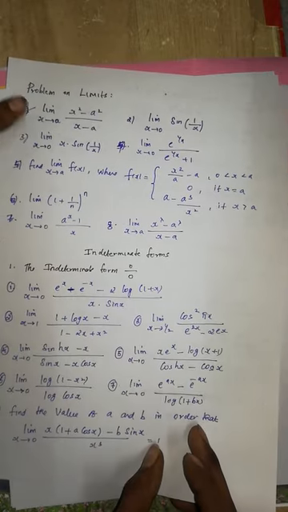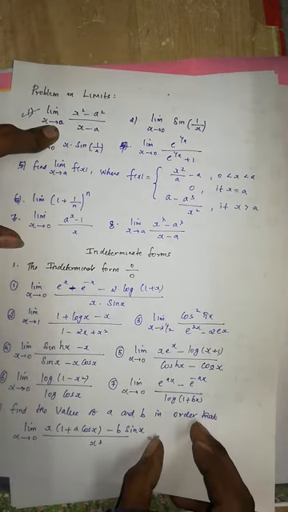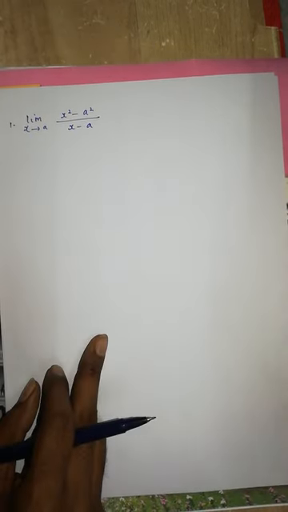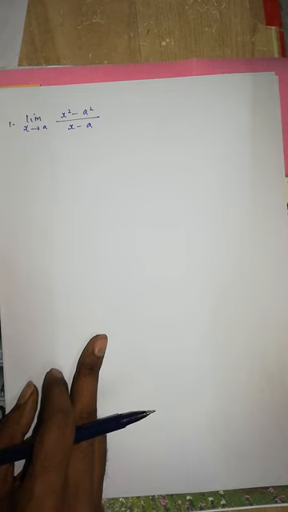Now the first problem is limit x tends to a of (x square minus a square) by (x minus a). You change here: it is not x tends to 0, it is x tends to a. If you apply x is equal to a here, then I have a square minus a square by a minus a, so this will become 0 by 0. You can solve it by the indeterminate form, or you can also solve by left hand limit and right hand limit.